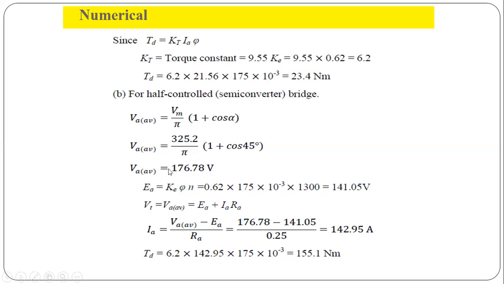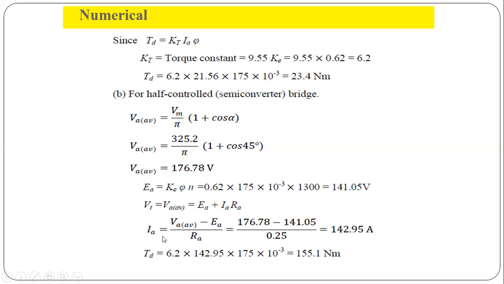Finally, we will get the value of average output voltage for the semi-converter as 176.78 volt. Now, again the next equation, that is EA equals K_E phi n. Also put the value and we will find out the value of EA, that is 141.05 volt.